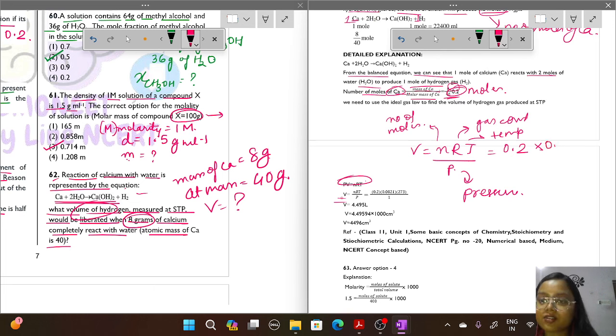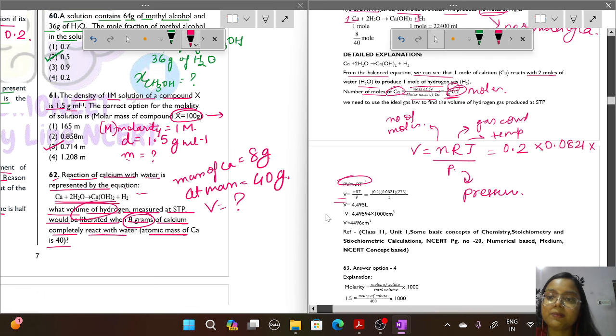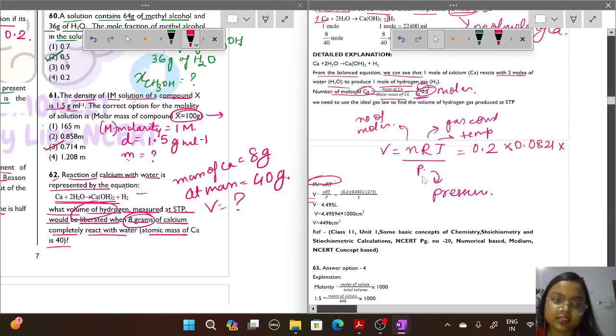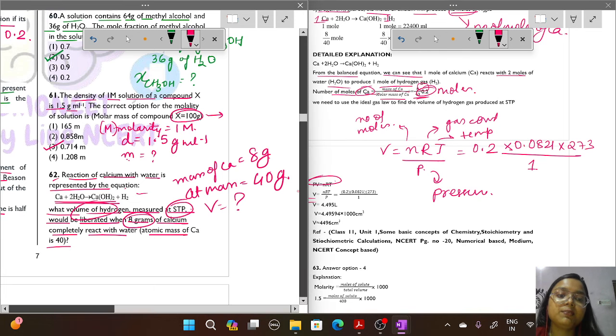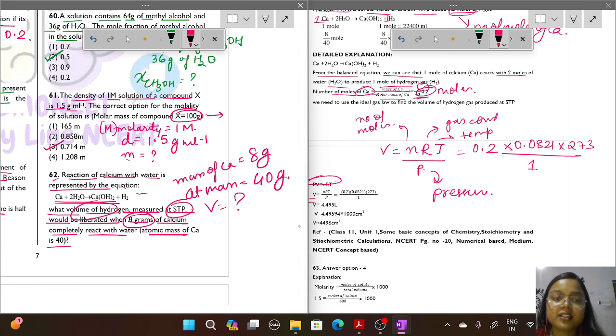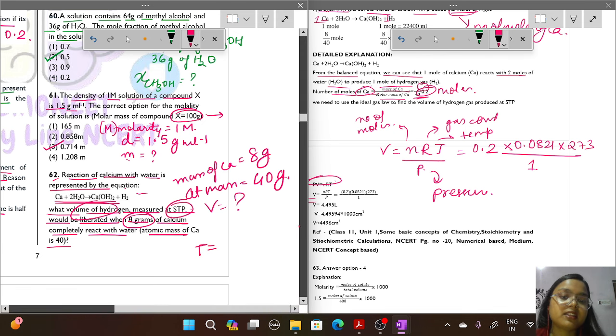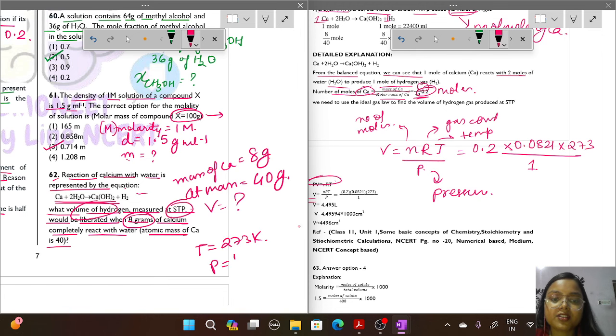R is the gas constant, which is 0.0821, into temperature. Temperature, we will consider the room temperature only, which is 273 Kelvin, and pressure is 1 atm. STP means standard temperature and pressure: its temperature will be 273 Kelvin and pressure will be 1 atm. So this only we will consider at STP.